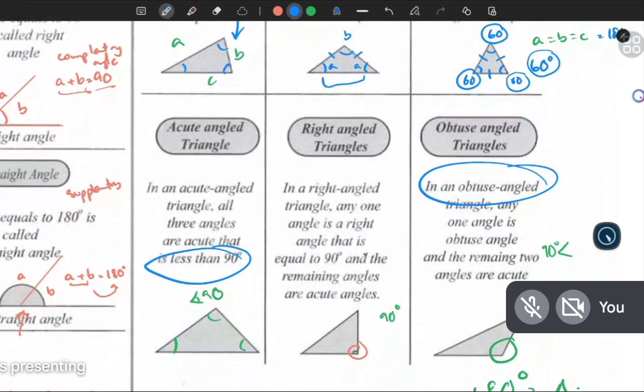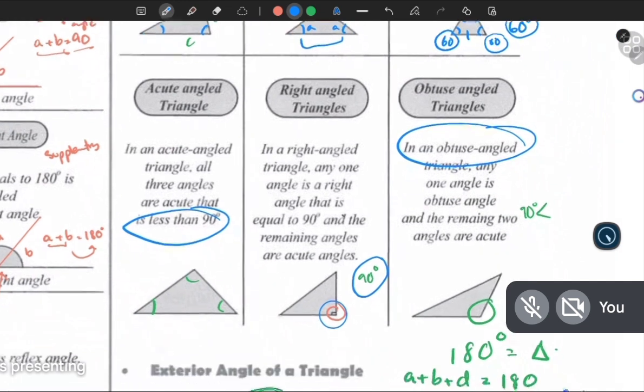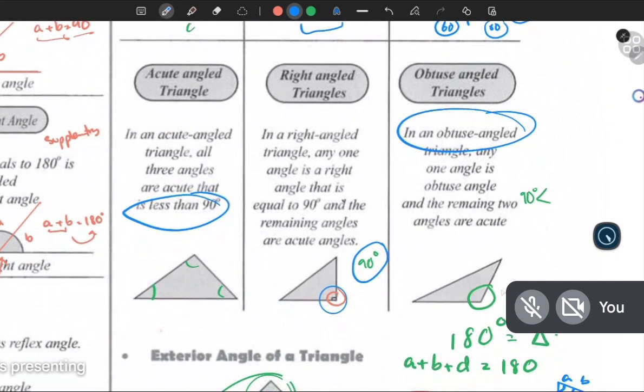Then we have the acute angle triangle, right? So in acute angle triangles, all three angles are acute, meaning they are less than 90 degrees. In a right angle triangle, we'll have one angle which is 90 degrees, and in an obtuse angle triangle, you'll have one which is greater than 90.